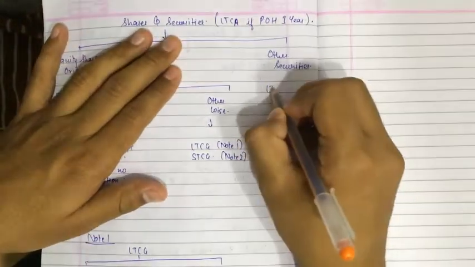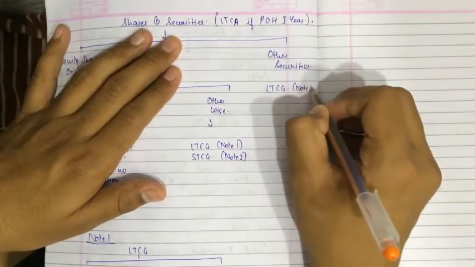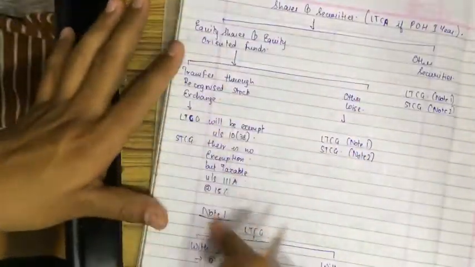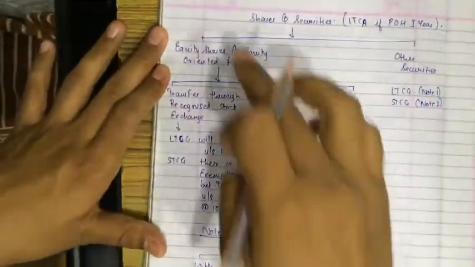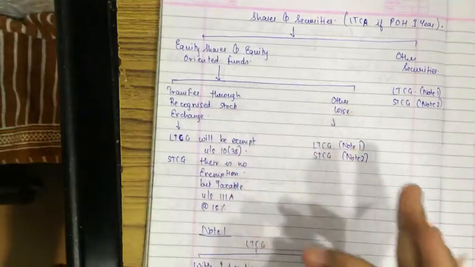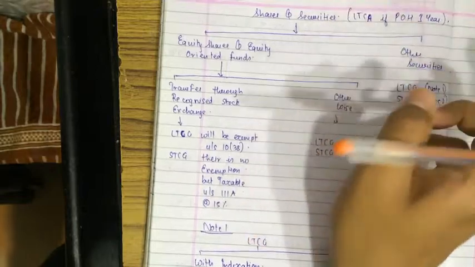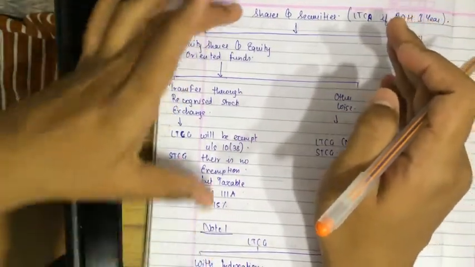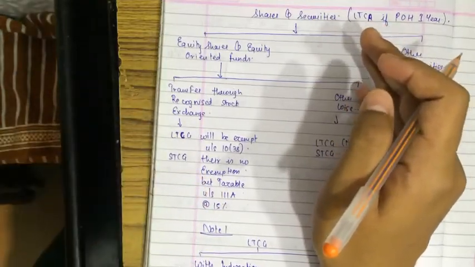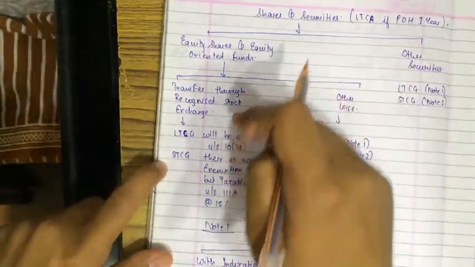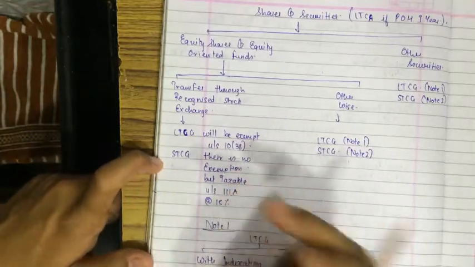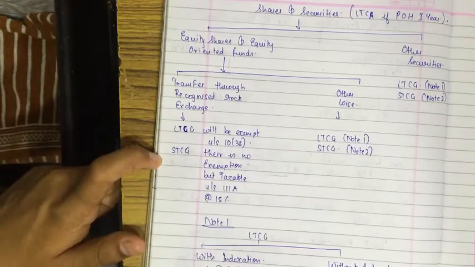If on other securities also you have earned long-term capital gain, note 1. If short-term capital gain, note 2. So this is a different tangent, altogether a different concept. If equity shares have been purchased from a recognized stock exchange and they are transferred also through a recognized stock exchange, and after that you have earned a long-term capital gain, then only such gain will be exempt under section 10(38). But if short-term gain is incurred from such a transaction through a recognized stock exchange, then exemption is not given, but a flat rate of 15% applies.